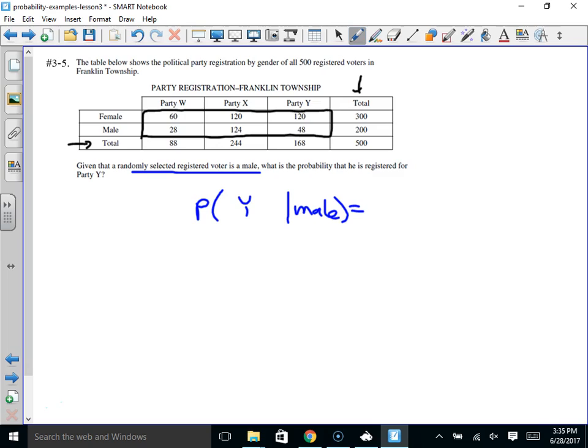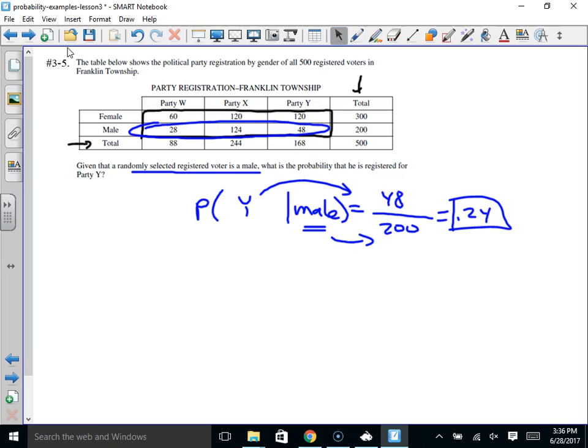Okay, so I think all we need to do then is to say male constitutes the condition. So this is the conditional sample space, a total of 200 males. Out of that, how many were Y? And that would be 48. So 48 out of 200, right? And that turns out to be 0.24.